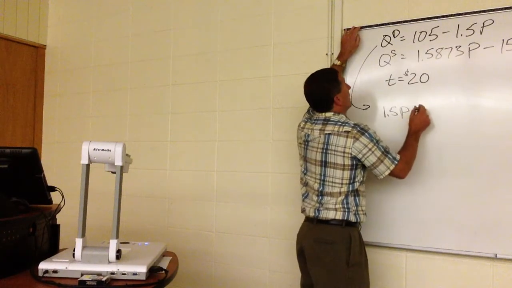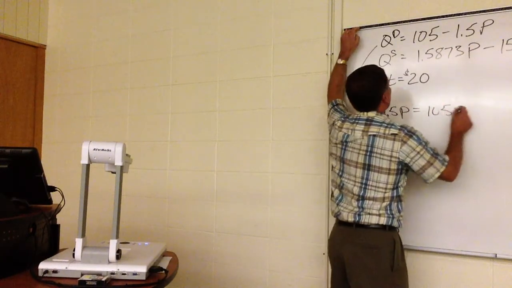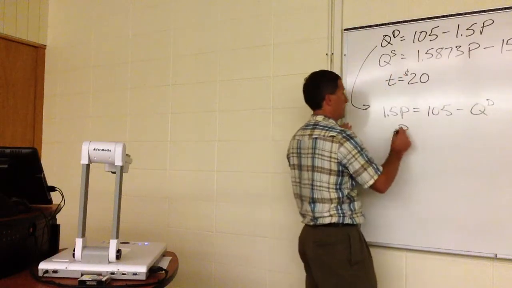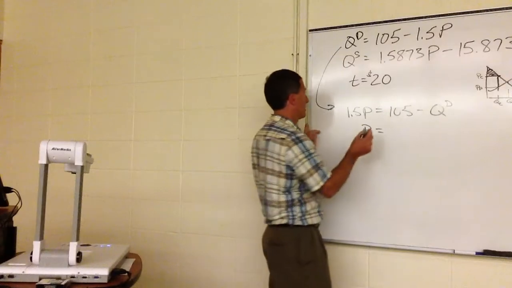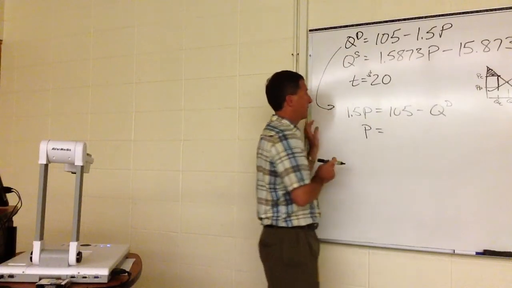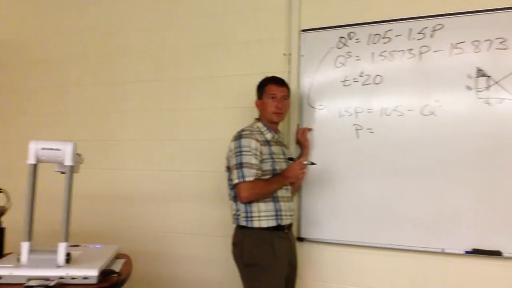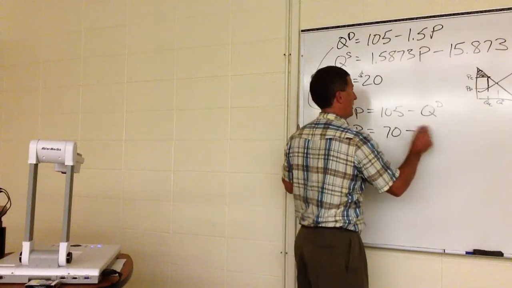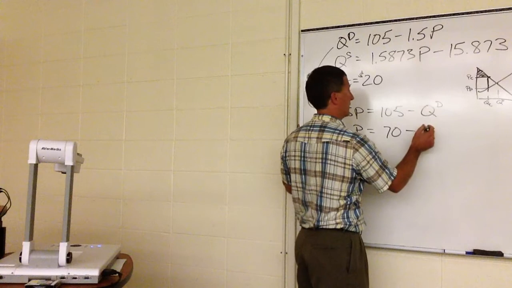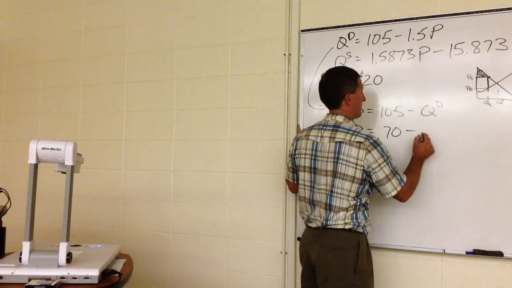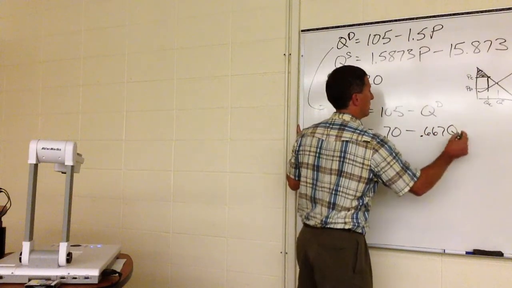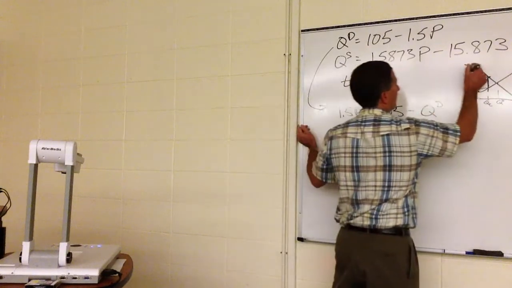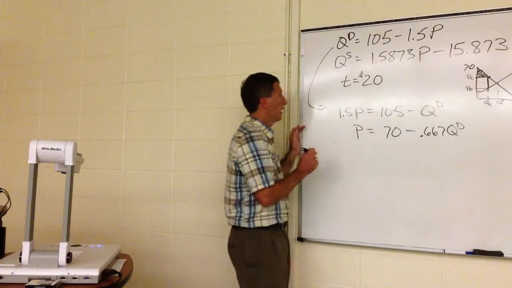1.5 P equals 105 minus Q. And P, can you guys pull out your calculators? 105 divided by 1.5. How much? 70. 70, okay. And negative 2/3 Q. Okay, so we got 70 for the choke price, right?